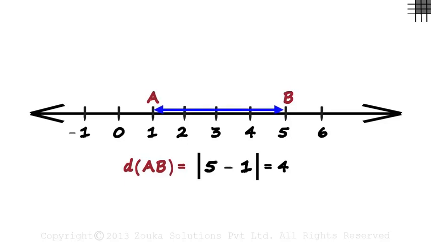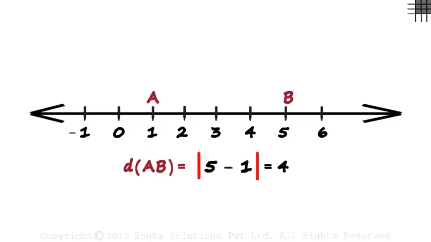First, the distance between A and B is written like this: D and then AB in brackets. The distance is the absolute value of the difference between the endpoints of segment AB. Here the endpoints are 5 and 1.